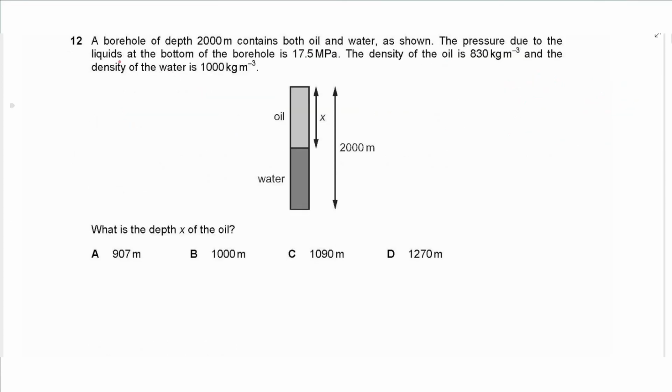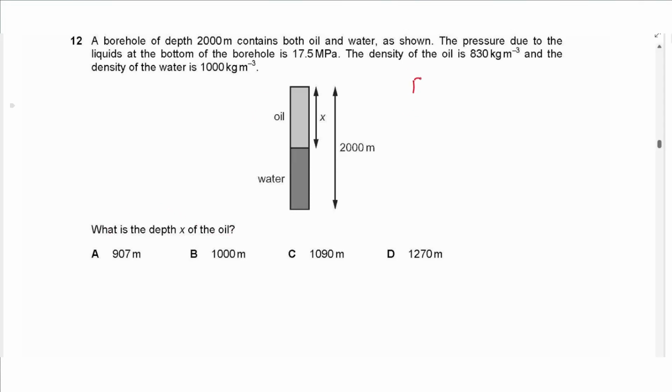Question 12 says, a borehole of depth 2000 meters contains both oil and water. As shown, the pressure due to the liquids at the bottom of the borehole is 17.5 megapascal. The density of the oil is 830 kilograms per meter cubed, and the density of the water is 1000 kilograms per meter cubed. What is the depth x of the oil?